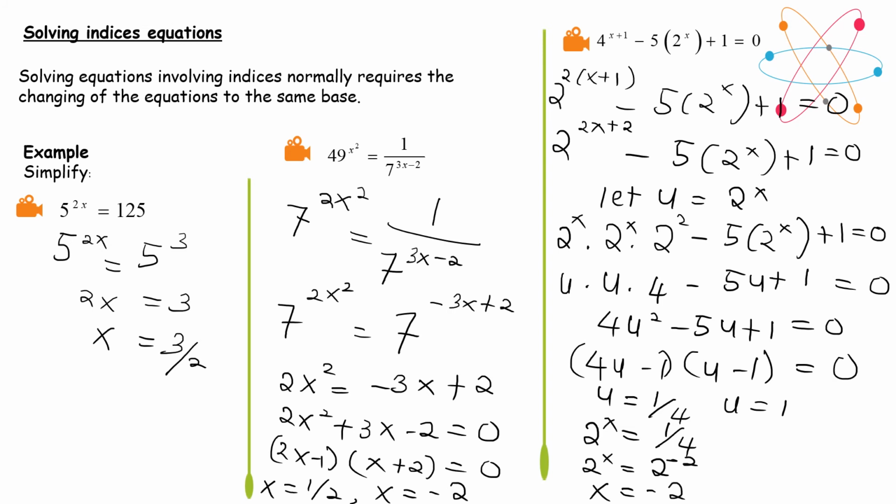Next, u equals 1 means 2 power of x equals 1. Change base. So 1 is 2 power 0. Compare, then x equals 0.